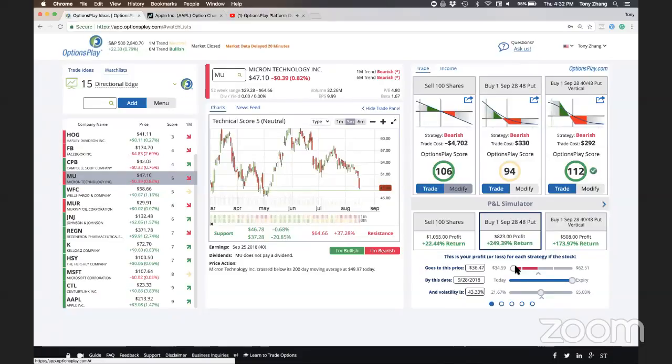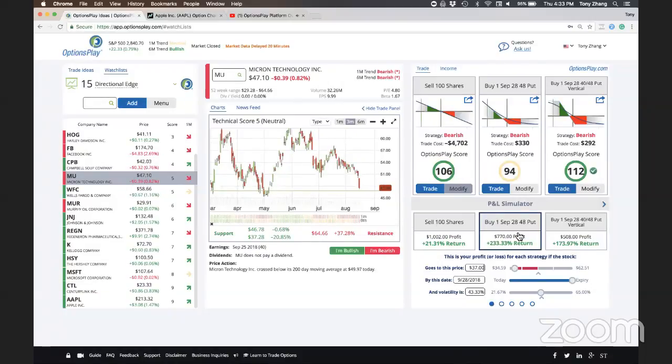As you can see, if you think the stock's going to go down to 37, it'll tell you the best trade to make here is simply buying that put, because that put vertical will cap your risk at some point below $40. So if you think it's really going to go down to 37, you're better off just buying the put.